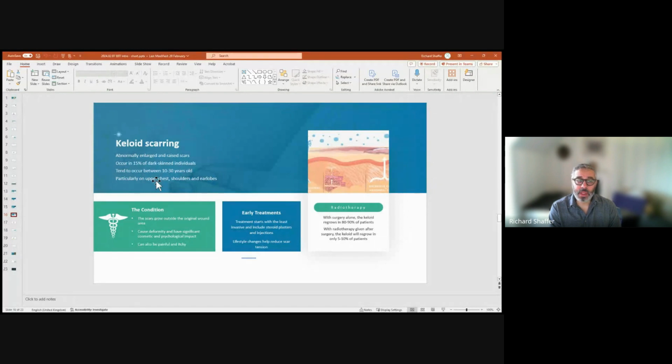And also, I tend to use a risk-adapted approach where, for instance, on the earlobes, you can lower the dose, and in high-risk sites such as the chest and the shoulders, you'd be looking to increase the dose, so that you can get a good reduction in recurrence rate.